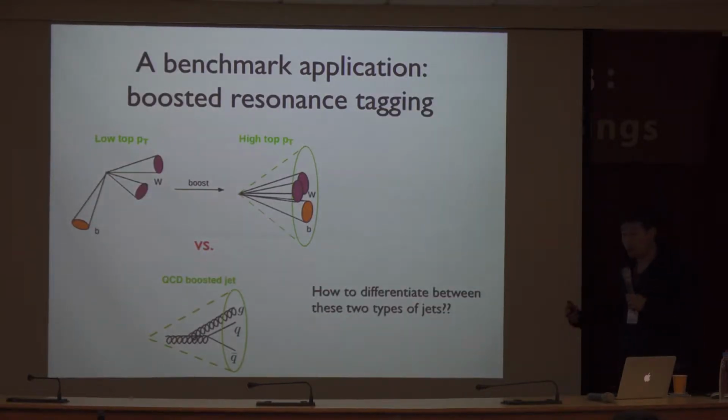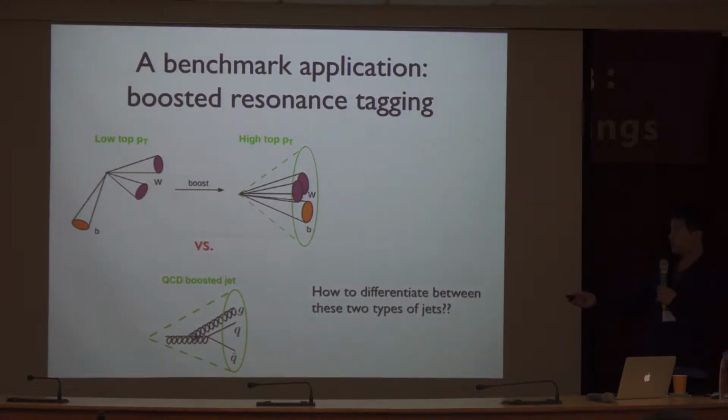Okay, so before I get on with the bulk of the talk, let me just set the stage by reviewing a benchmark application of machine learning and of something people are generally interested in at the LHC, and that's boosted resonance tagging. So the classic example of this is top tagging. So as you know, a top decays to a W and a B basically 100% of the time. And if it's a low momentum top, the W decays itself to 2 jets, and the 3 jets here are very well separated.